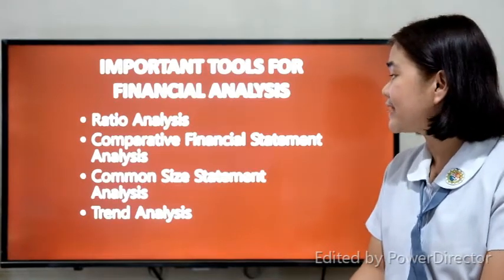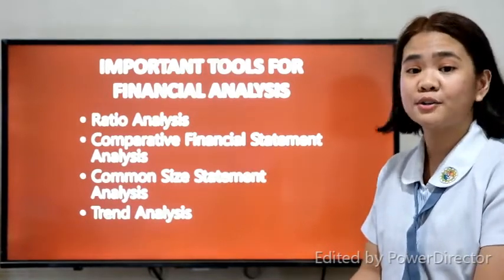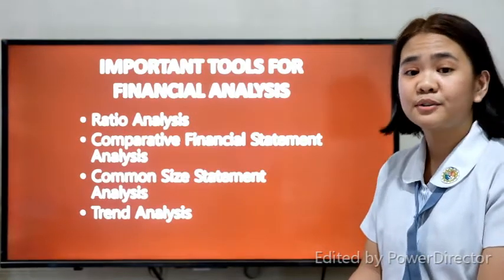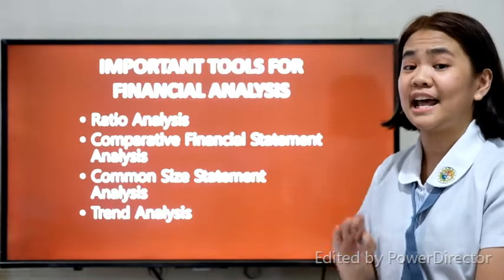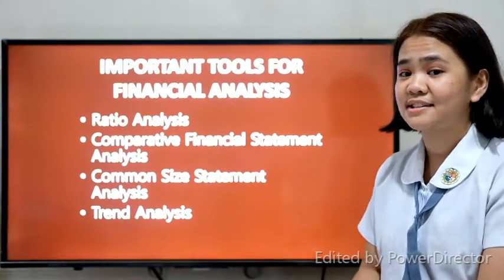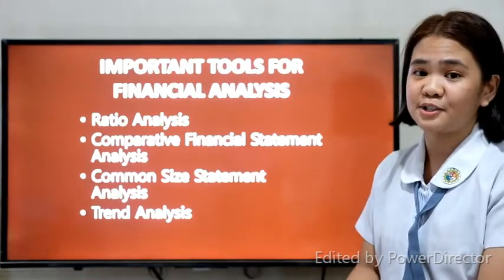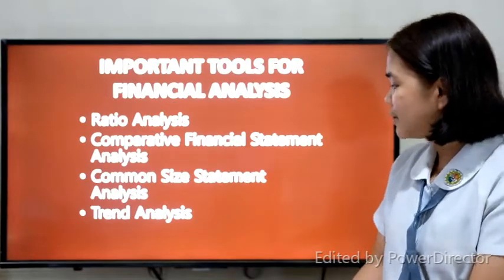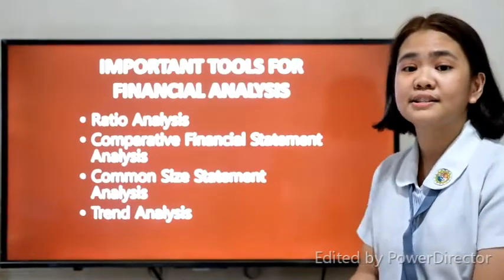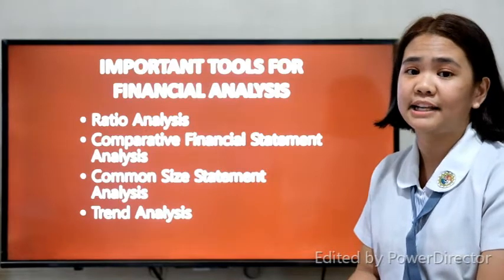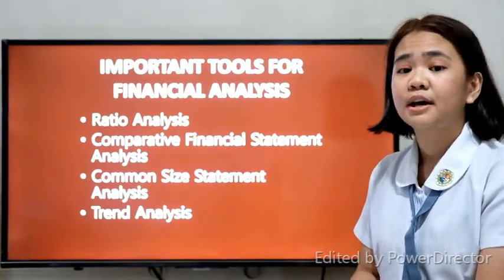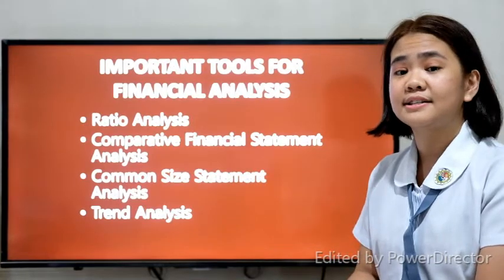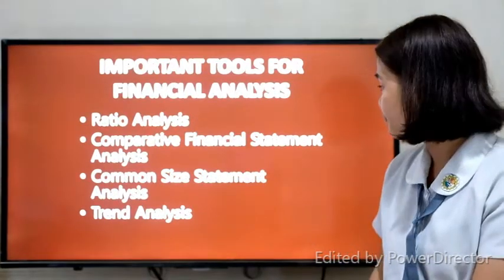Next, we have the common size statement analysis, also called the vertical analysis. This is a proportional analysis in which each line item in the financial statements is listed as a percentage of another item. And lastly, we have the trend analysis, which is the method of time series data analysis involving the comparison of business data over time to identify if there is any consistent trend or results.